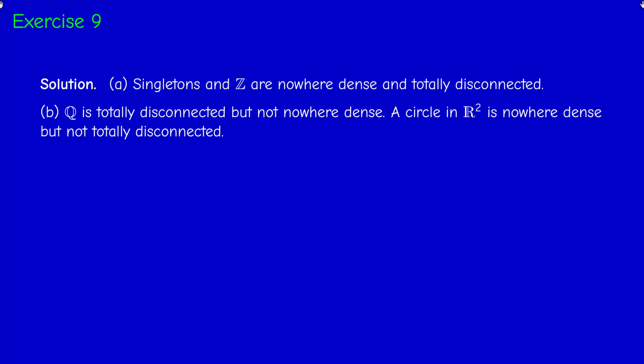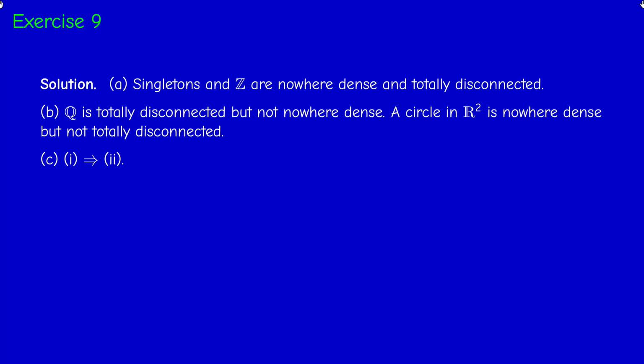If you consider a circle, just the circle, the boundary, not the disk, or just an arc, if you like, it's nowhere dense because it's closed and has empty interior. Okay, it contains no ball, but it's not totally disconnected. It's a connected set having more than one point.